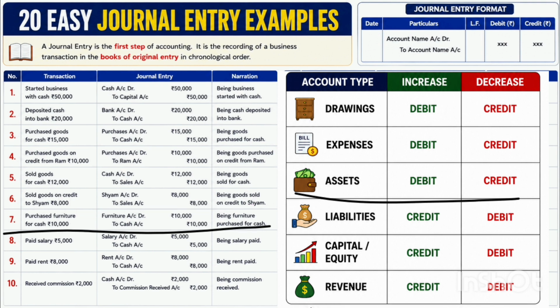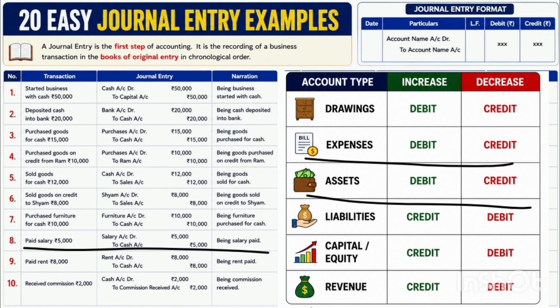Seventh one, purchased furniture for cash. We have purchased the furniture with cash. So here furniture and cash, they are both accounts. Okay, two accounts. So furniture and cash both are assets, but furniture is coming into our business, so our assets are getting increased, and we are paying with cash, so our cash is getting decreased. So cash will be credit and furniture will be debit. Why? Because furniture is coming into our business, the asset is increasing, so we will debit it, and cash is decreasing, so we will credit it. So what will be the journal entry? Furniture account debit to cash account.